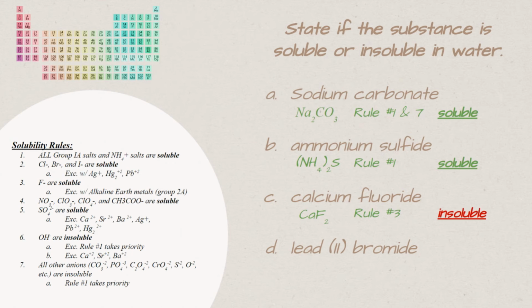For lead bromide, bromide is a halogen with a 1- charge, and because of the 2+ charge on lead, there will be 2 bromides in lead bromide. And because of this bromide, we can look at rule number 2, which says that bromides are soluble. However, there is an exception with lead, which means that lead bromide is insoluble.